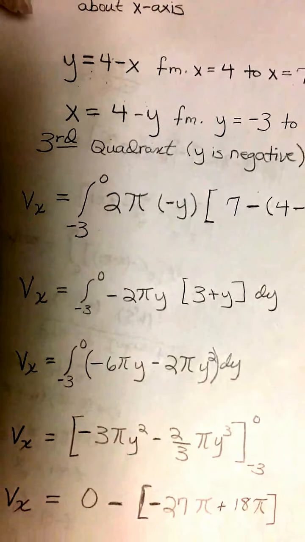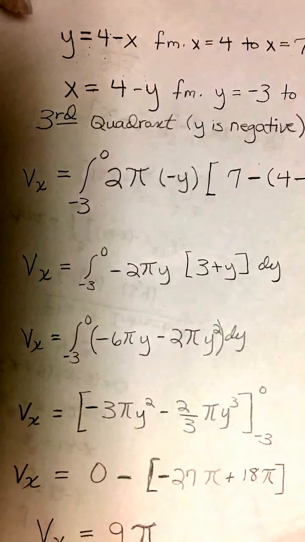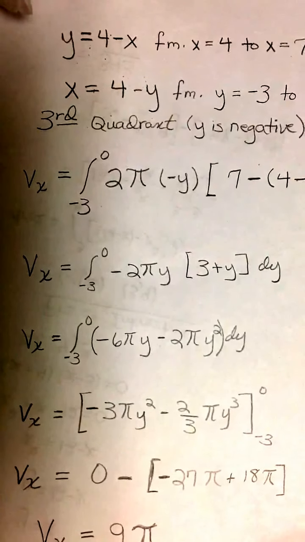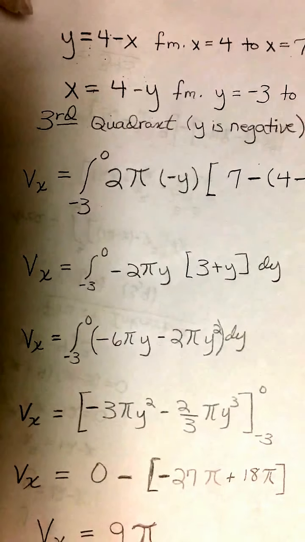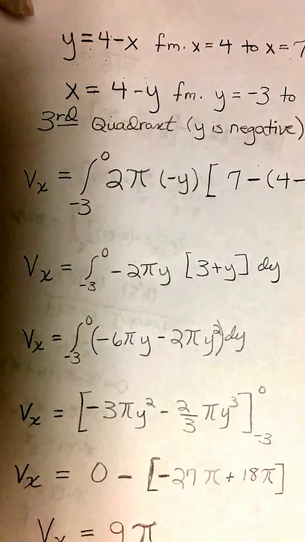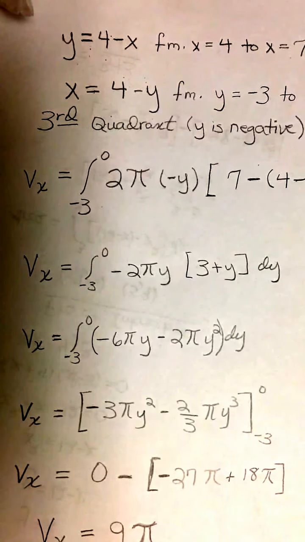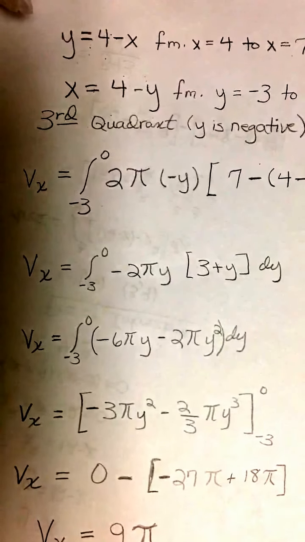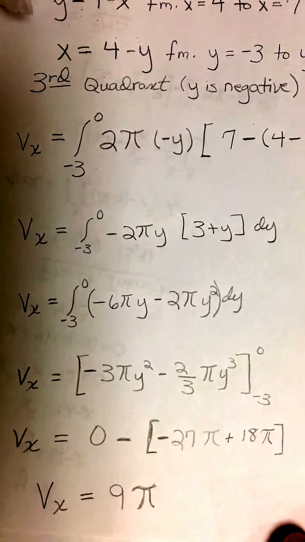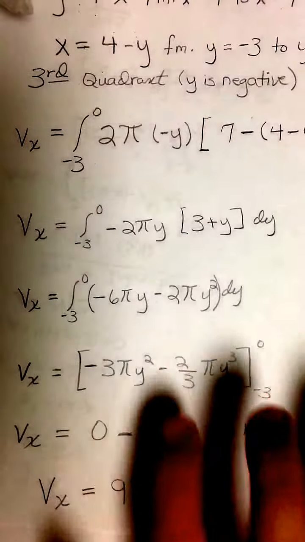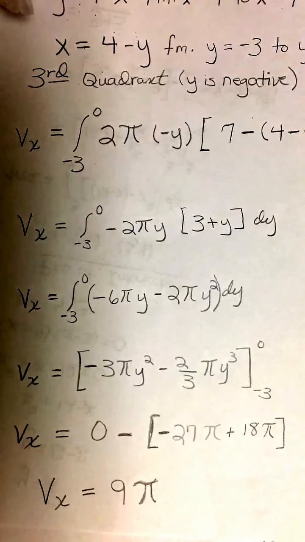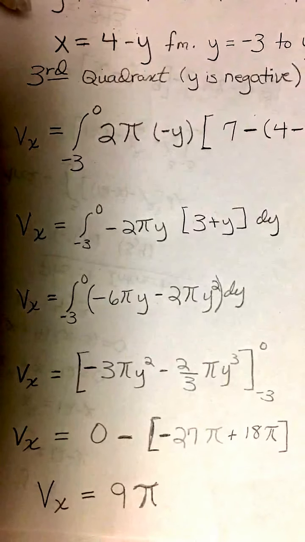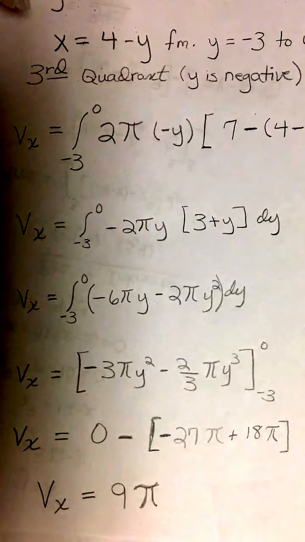Looking at the antiderivatives, which we attained using the power rule of integration with respect to the variable y, we come out to this two-term expression: negative 3 pi y squared minus 2/3 pi y cubed, as y again goes from negative 3 to 0. Working with the substitution, the upper limit renders the expression 0, and so the volume is determined by the proper application of negative 3 for y in the lower limit.